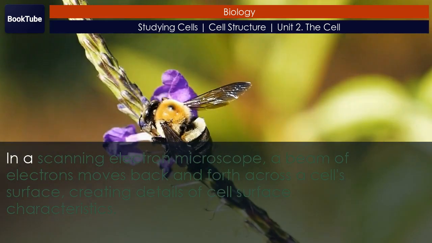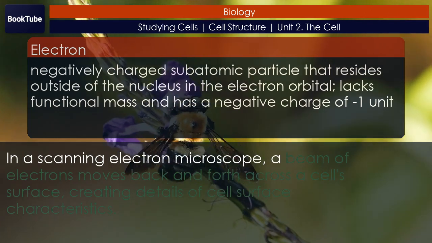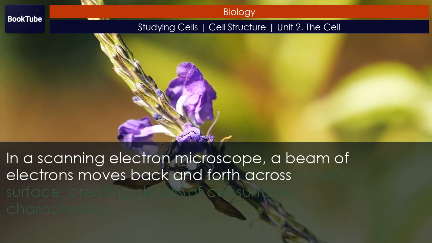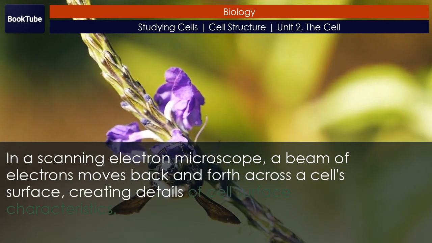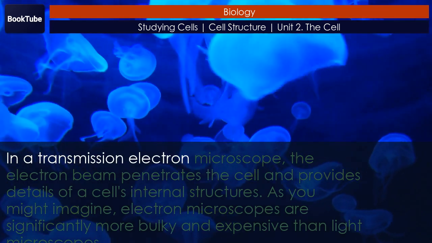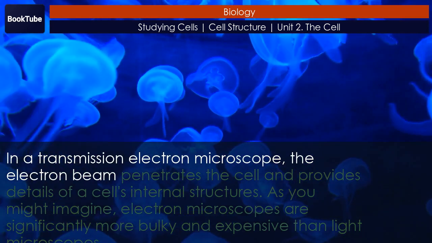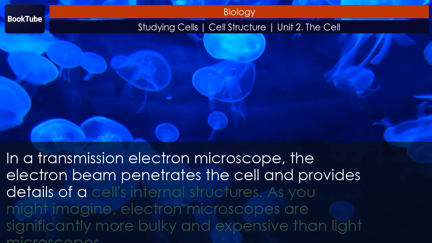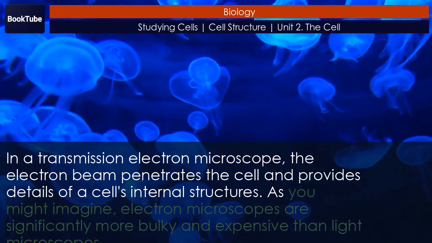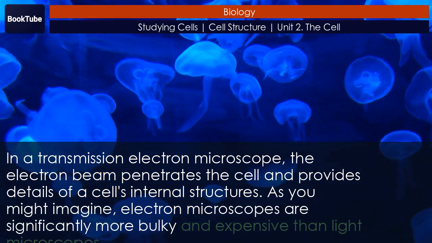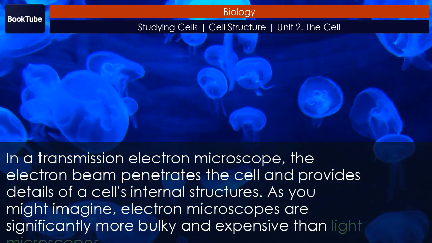In a scanning electron microscope, a beam of electrons moves back and forth across a cell's surface, creating details of cell surface characteristics. In a transmission electron microscope, the electron beam penetrates the cell and provides details of a cell's internal structures. As you might imagine, electron microscopes are significantly more bulky and expensive than light microscopes.